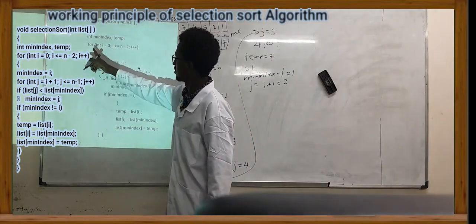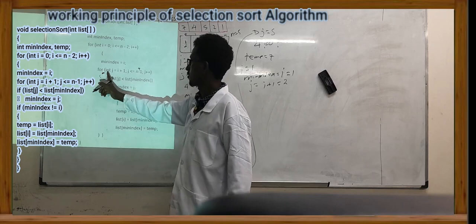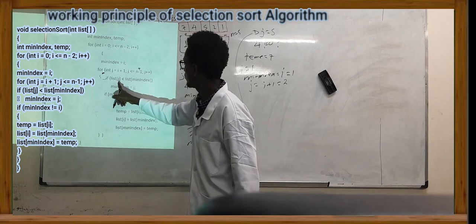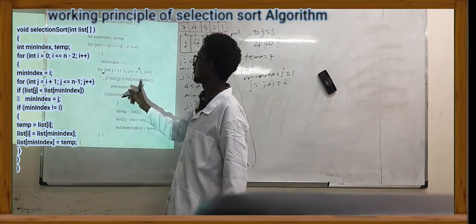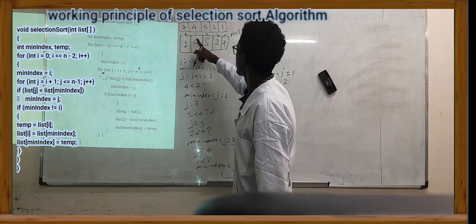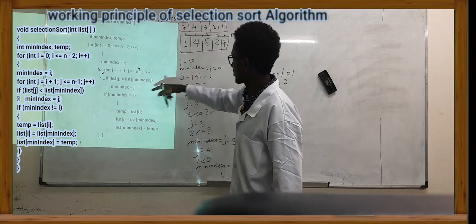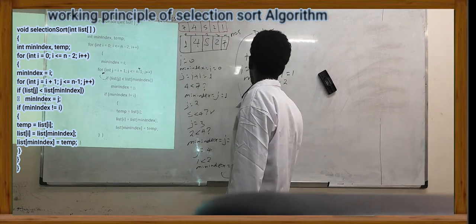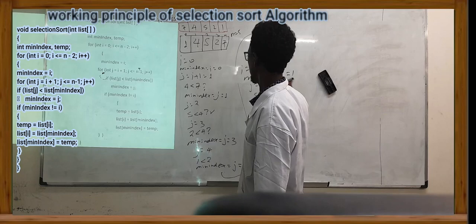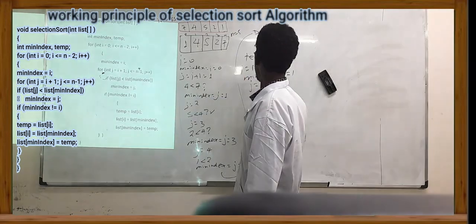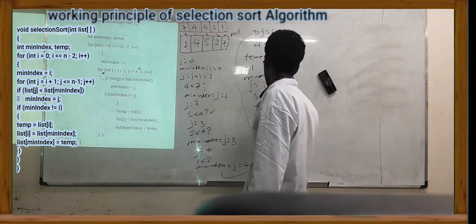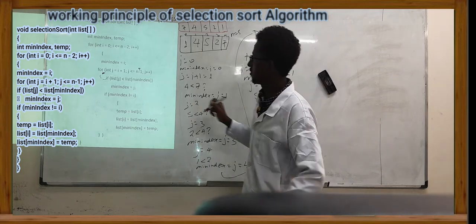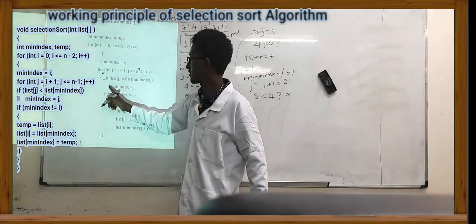Second round of sorting. Then inside the for loop there is a statement again. List of j is 2. Is list of 2 less than list of min index? Min index is 1. List of 2 is 5. Is 5 less than list of 1? List of min index is list of 1, which is 4. Is this statement true? False. This statement is not true. Therefore, we directly pass without changing the min index value.